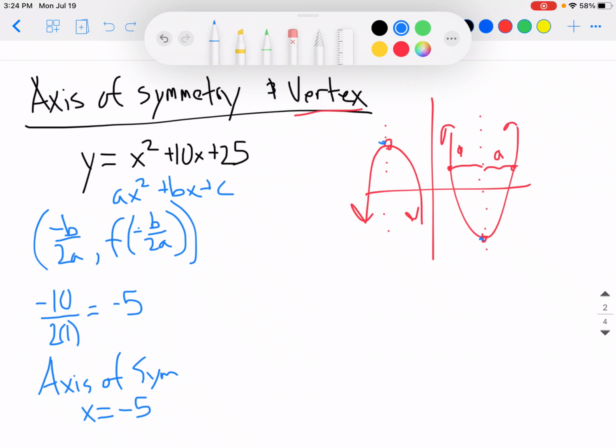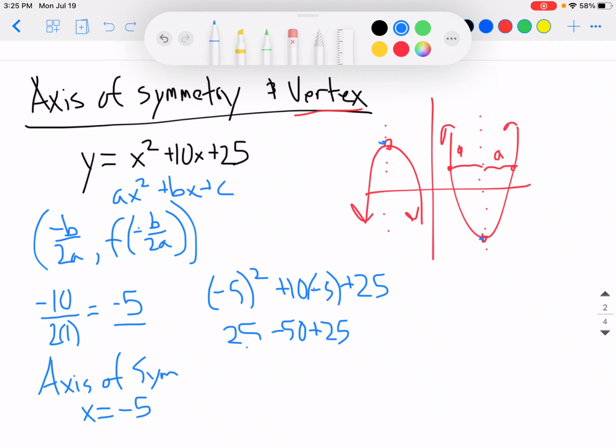It's that vertical line. Next, what we're going to do is figure out the y-coordinate. So I'm going to take this negative 5 and plug it into my equation. Negative 5 quantity squared plus 10 times negative 5 plus 25. This gives me 25, we already squared it, minus 50 plus 25. When I do these, I get negative 25 plus 25, that gives me 0.